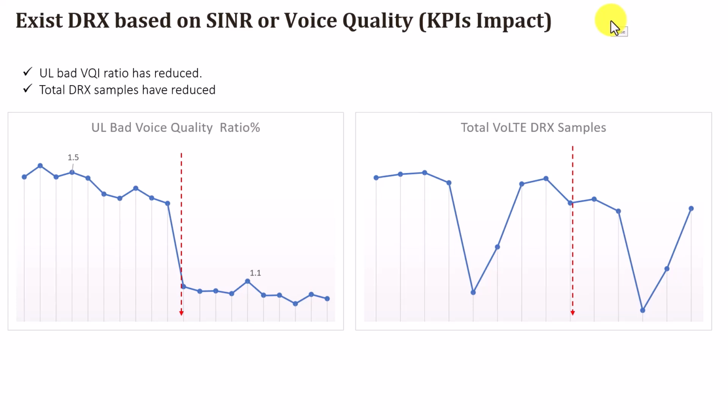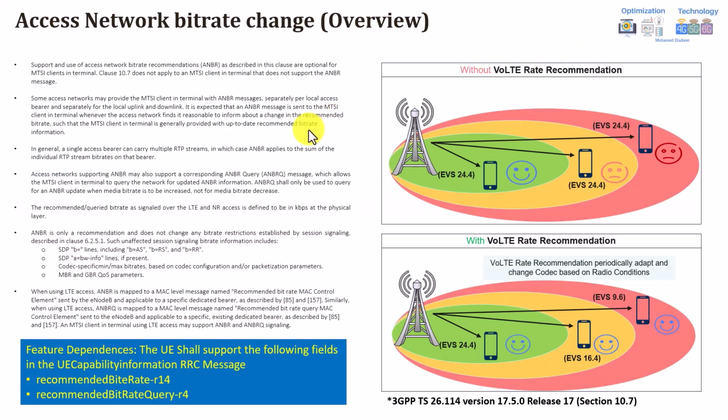Now let's move to the next feature. This feature is one of the very important features in VoLTE, especially to improve the coverage, which, as mentioned by the name here, is VoLTE rate recommendation. The 3GPP name is called Access Network Bit Rate Recommendation. Simply, this is a simple algorithm. Initially, let's just explain what happens with this codec rate.